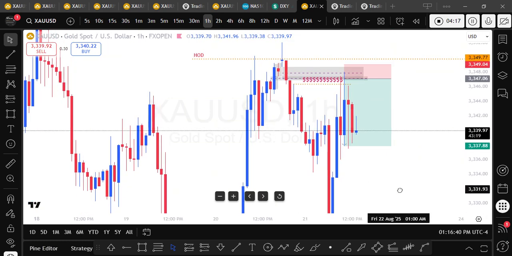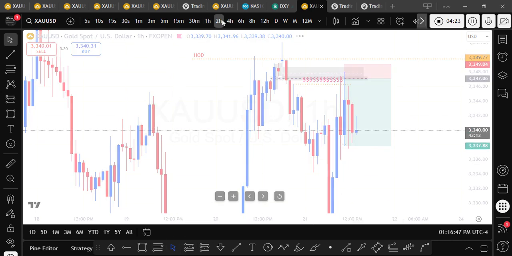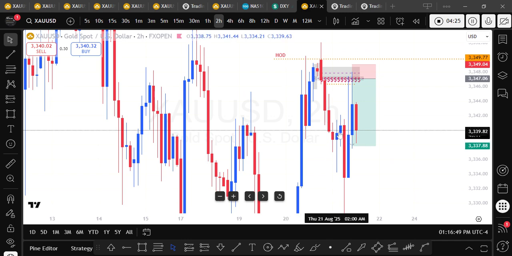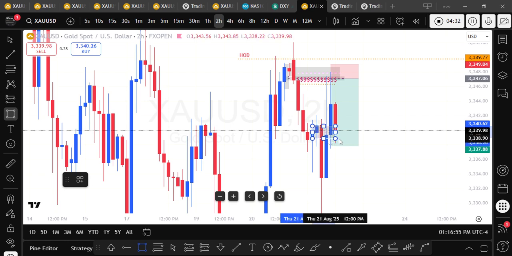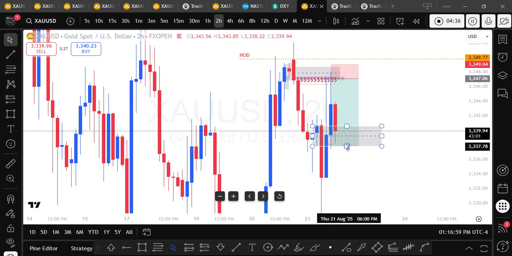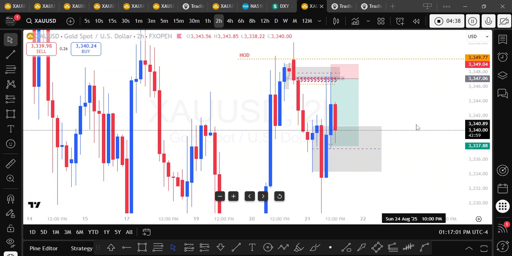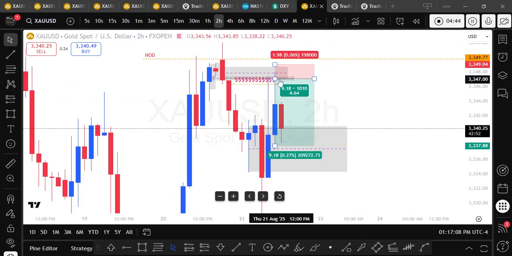Here we have a breaker block. As you can see, this is a breaker block. When we change it to H2, this is a breaker block, but it doesn't coalesce with this breaker block. This is a breaker block. You can see it. So our target is near here. So the market will move from PD array to other PD array.